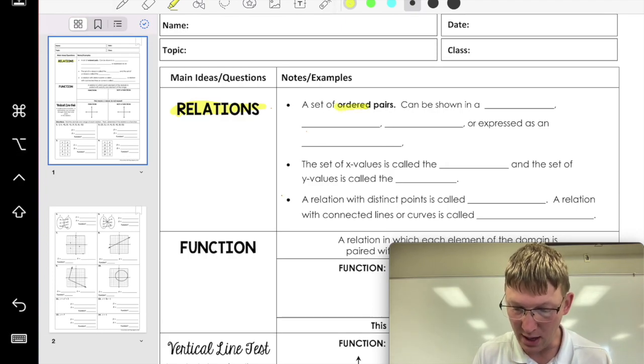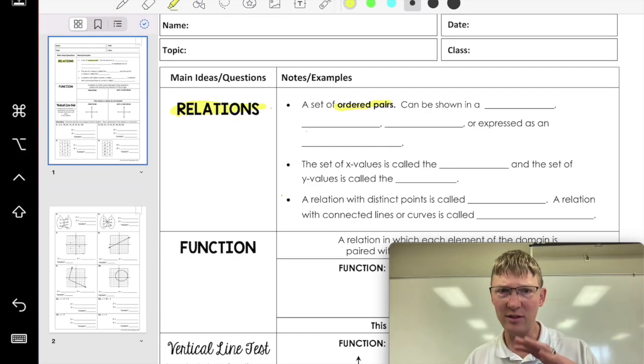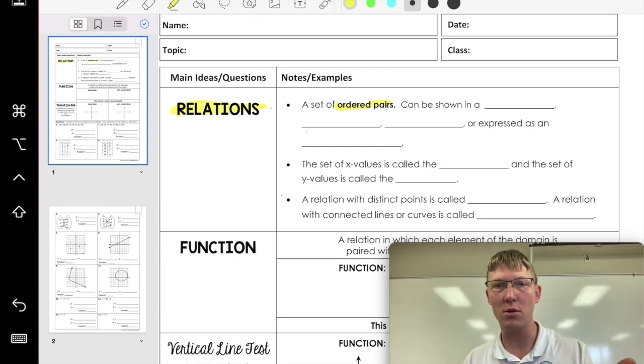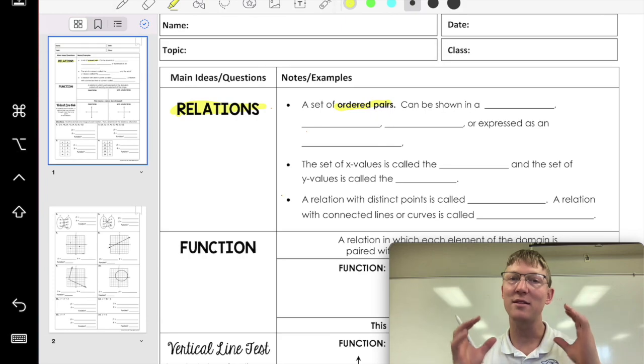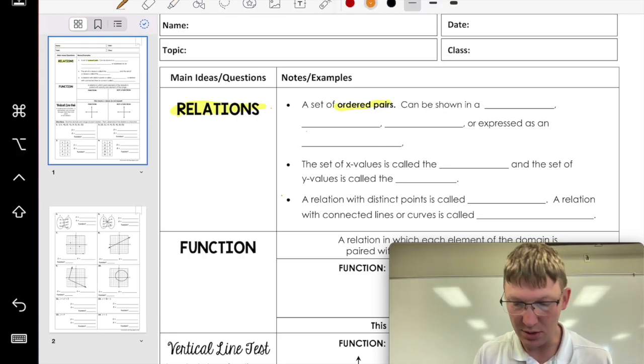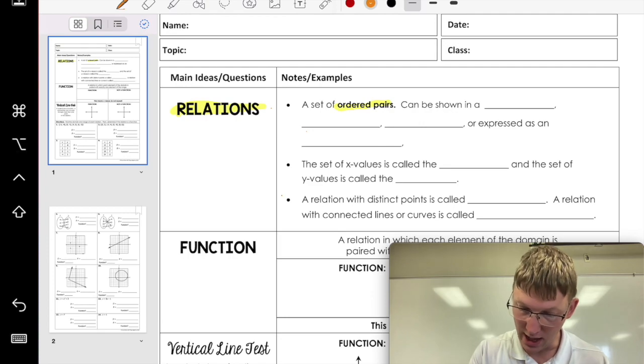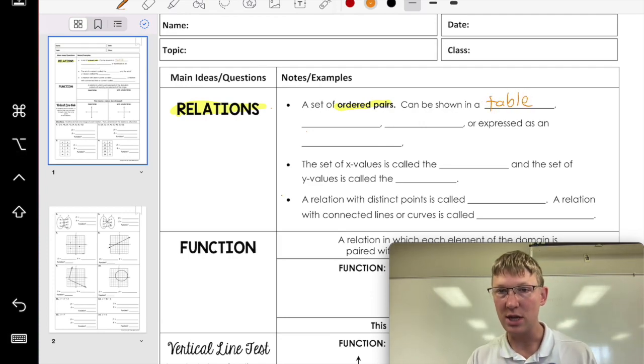So we call that an ordered pair. Again, if you're graphing something, you get an ordered pair, like an x and a y. That is a relationship of numbers. There are a couple of different kinds of relationships. We've got a set of ordered pairs, and it can be shown in a table. So you just have a table where for every x, this is the y.